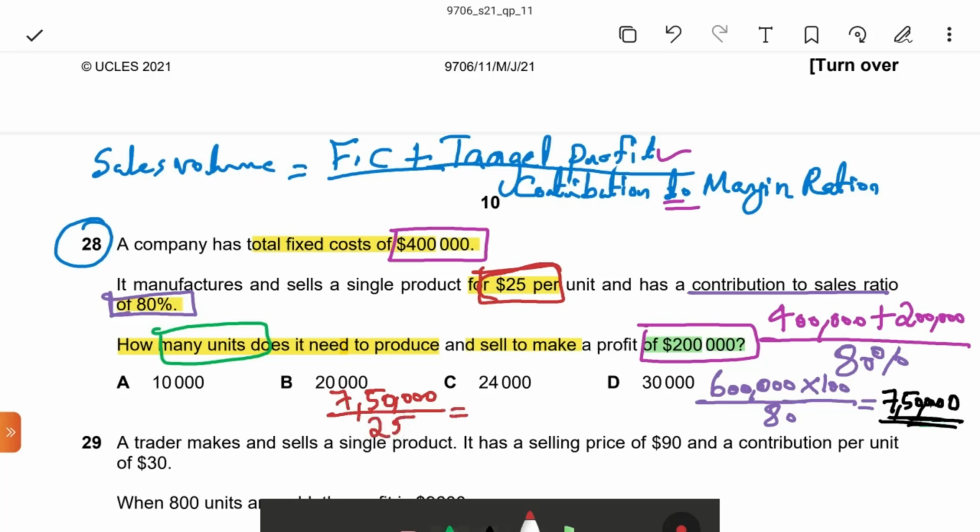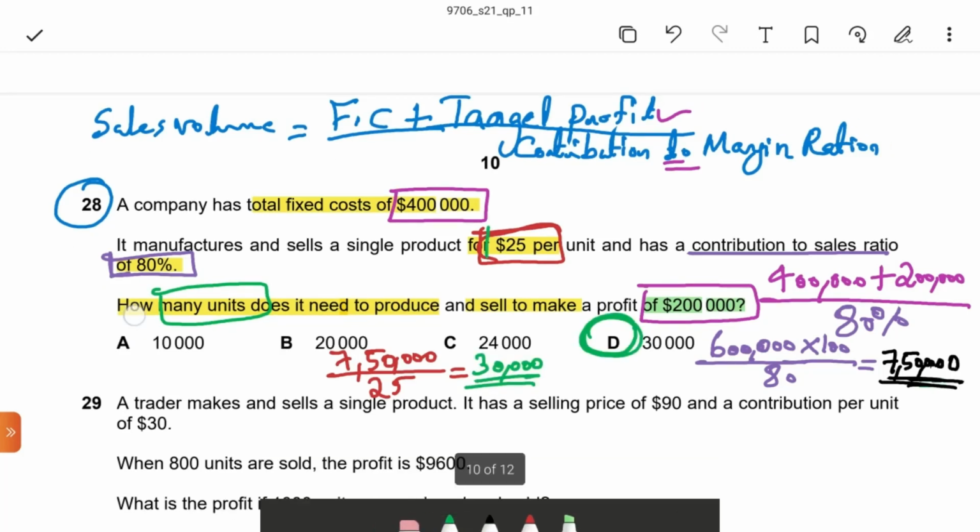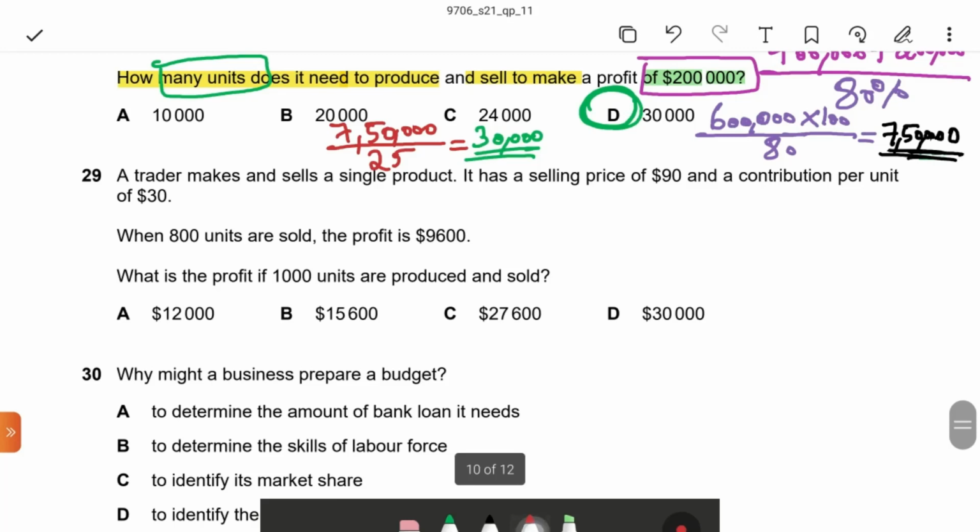is equal to 30,000. This is the correct unit. How many units do we have to produce? Total production cost is 750,000 divided by 25 of single products, 30,000. Correct answer is D. Next, question number 29.